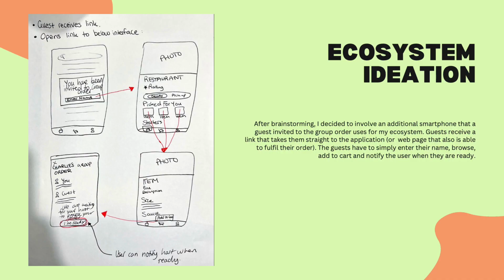I then ideated my digital ecosystem. After brainstorming, I decided to involve an additional smartphone that a guest invited to the group order uses. Guests receive a link that takes them straight to the application or web page that is also able to fulfill their order. After gaining feedback from my graphical user interface analysis, it is evident that signing into an account when being invited is problematic, and entering a name as a guest is much more seamless.